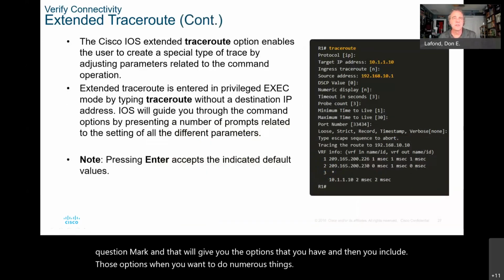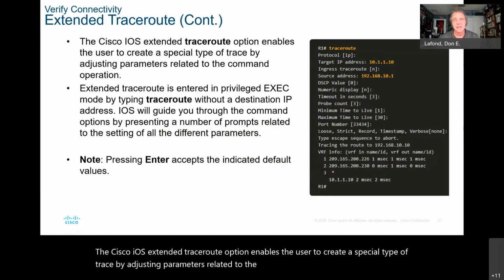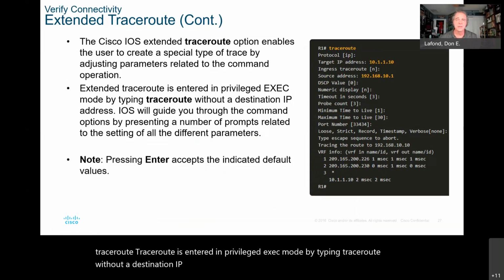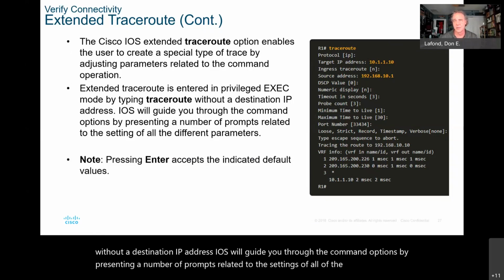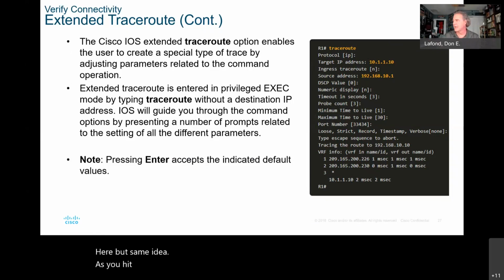The Cisco iOS extended traceroute option enables the user to create a special type of trace by adjusting parameters related to the command operation. Extended traceroute is entered in privileged exec mode by typing traceroute without a destination IP address. iOS will guide you through the command options by presenting a number of prompts related to the settings of all of the different parameters, just like we did earlier with ping. A couple of little differences here, but same idea. As you hit enter, it goes through each option.